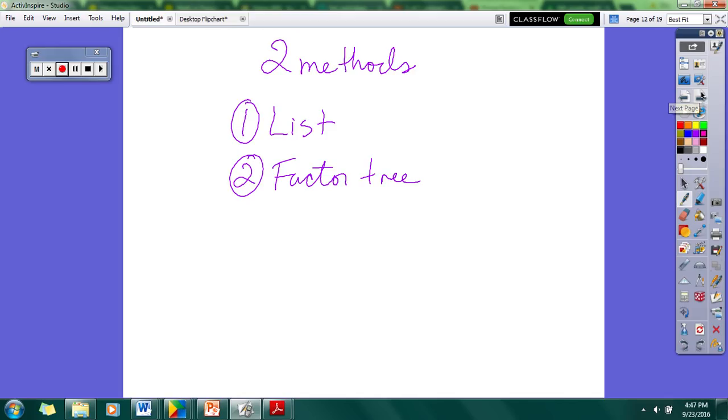First thing is there are two methods to solving this. I don't mind if you use either method. In my opinion, the factor tree is a little bit easier, because when you get to big numbers you don't have to list all the factors that are in between, and you're more likely to miss one. But again, you are allowed to use whatever strategy you think is the best.